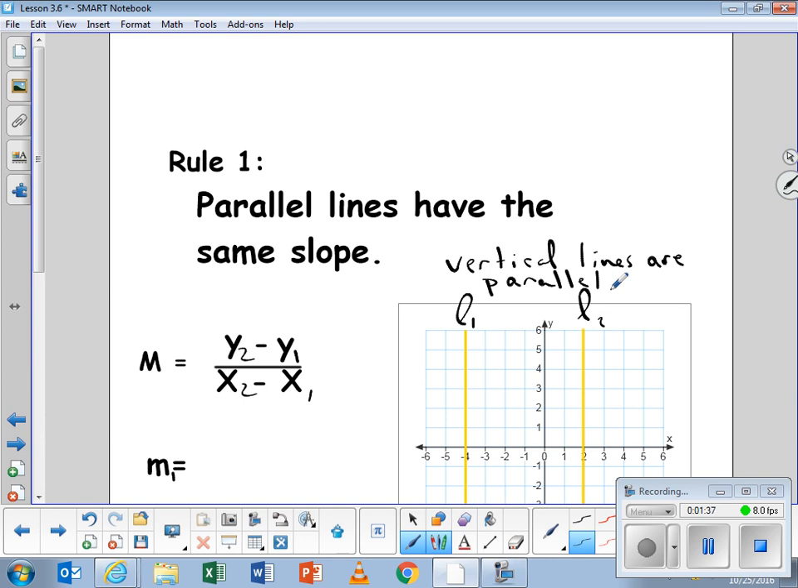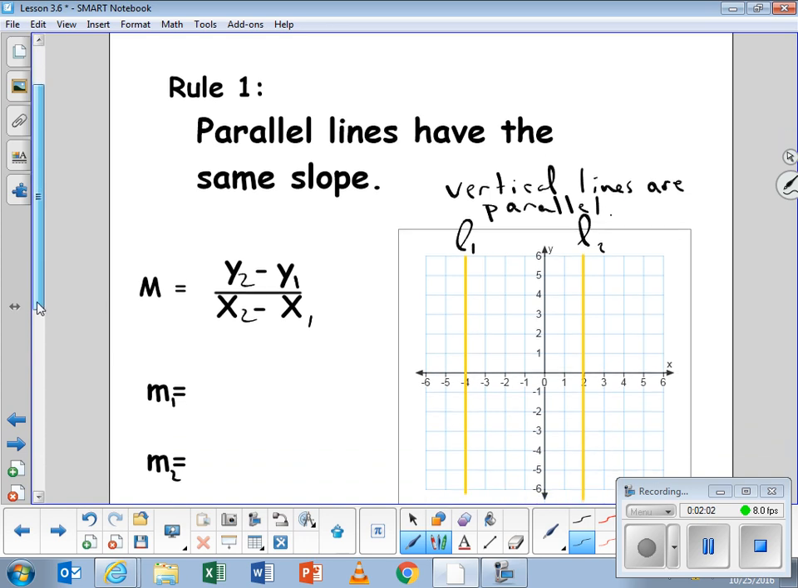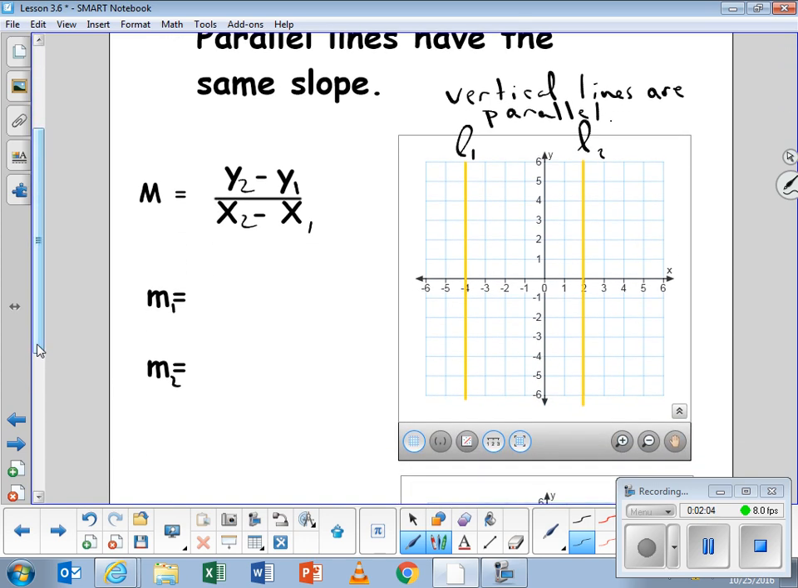Okay? We're going to show you here in a minute why vertical lines don't have slopes. So if they don't have a slope, how could their slopes be equal? Right? They can't. They can't be equal if they don't have a slope. But we have to recognize that vertical lines are parallel to each other. So the book will cover that little disclaimer.